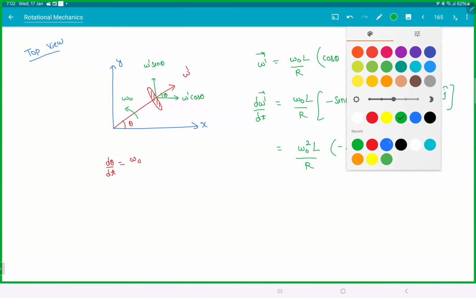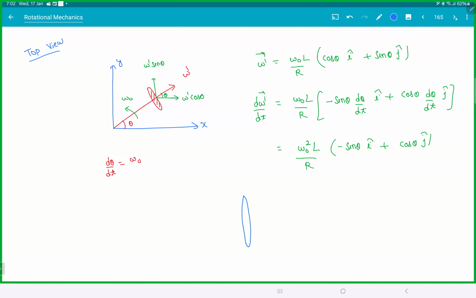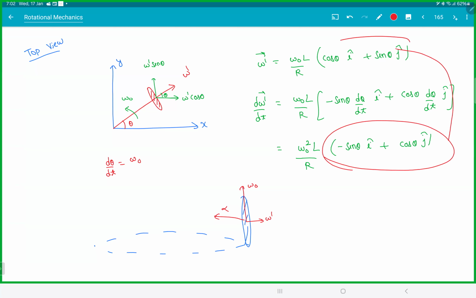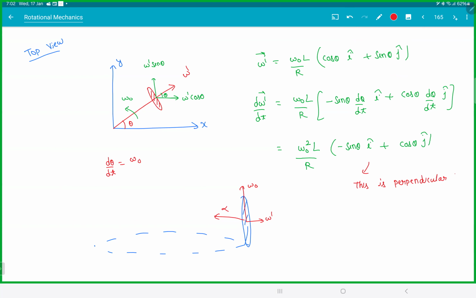And if you observe this, how is this acceleration alpha actually? When the disk is going in the circle, this is omega dash, this was omega naught, alpha is like this. Observe and see, if I do the dot product of this and this, both will be zero. Basically, the vector has become perpendicular to omega dash. You can check from the dot product. This is perpendicular to both omega dash and omega naught. You can check from the dot product.